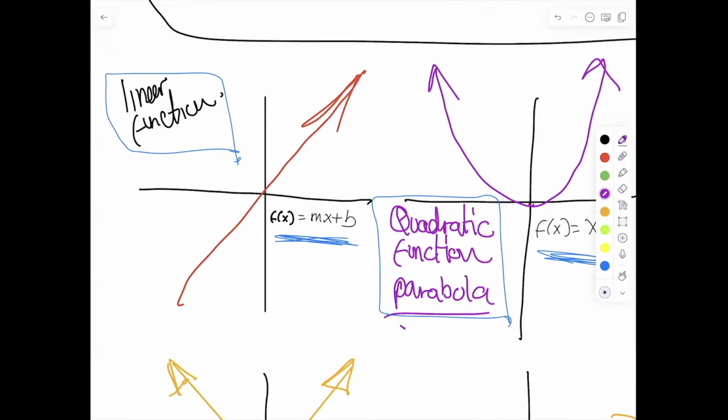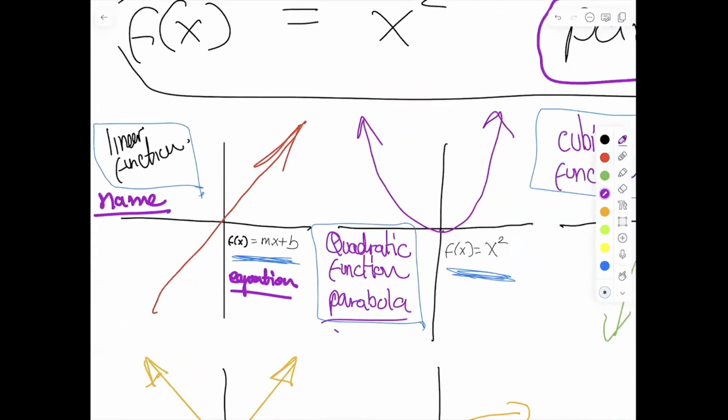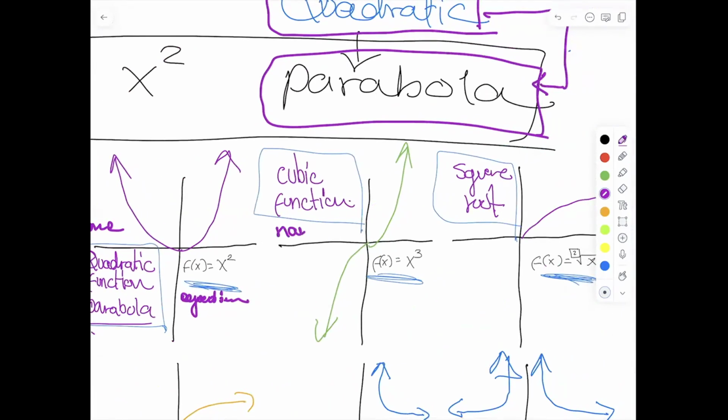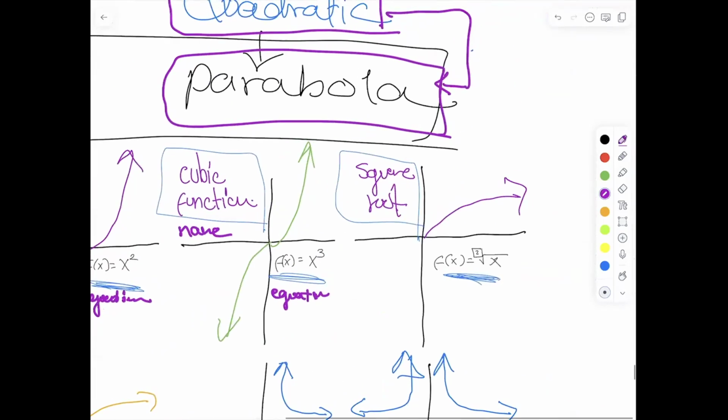That's f of x is equal to mx plus b. And you have to know the name and you have to know the equation for the exam tomorrow. If you don't remember this, you're going to get this wrong. Quadratic function and parabola, that is the name. This is the equation. You have to know this. What is the name? Cubic function for this. What is the equation? F of x is equal to x to the third. What is the name? The name is square root. What is the equation? F of x is equal to square root of x.